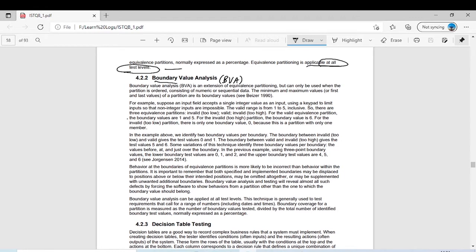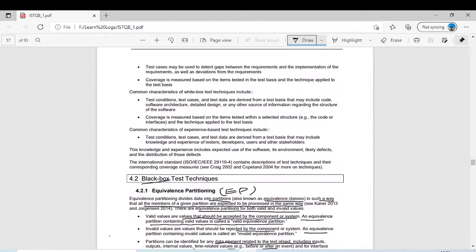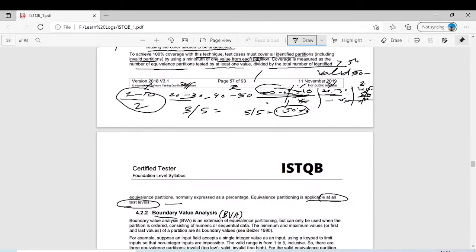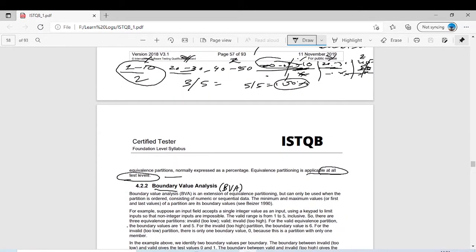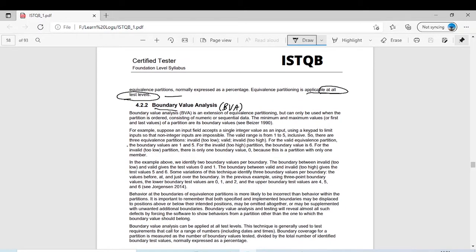Now we will discuss boundary value analysis, also known as BVA. It also comes under the main type that we have discussed already, black box testing. The first one was equivalence partitioning, in which from each equivalence partition, or you can say from each equivalence class, we take one value. Boundary value analysis is a kind of extension of equivalence partitioning.